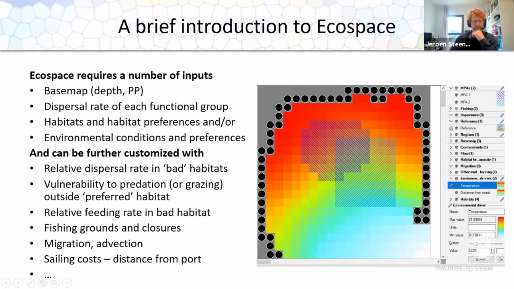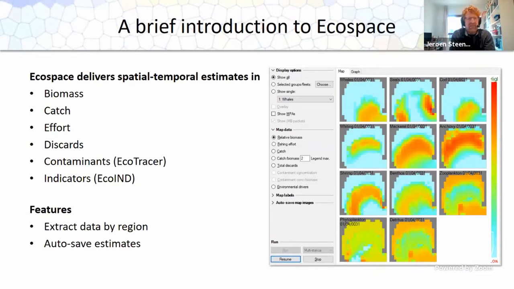So, what does Ecospace give you in turn? It gives you spatial temporal estimates of biomass, catches, effort, discards. And through Ecotrace, it can give you contaminant distributions and the concentration in the food web. And through EcoInd, it can give you spatial temporal indicators. There's several other features in it. For instance, you can extract data as maps for a different time step, or maps per year, or for all the functional groups. But there's also something that uses regions. You can sketch regions of statistical interest, regions of ecological interest, that you then get Ecospace outputs summarized over.